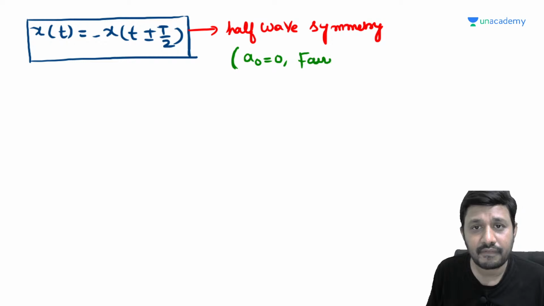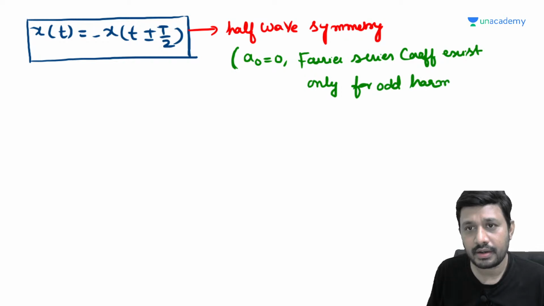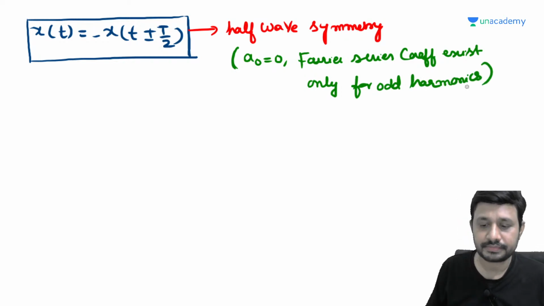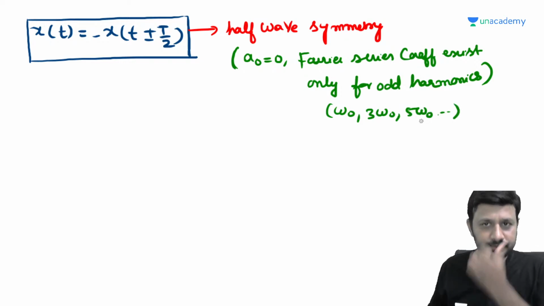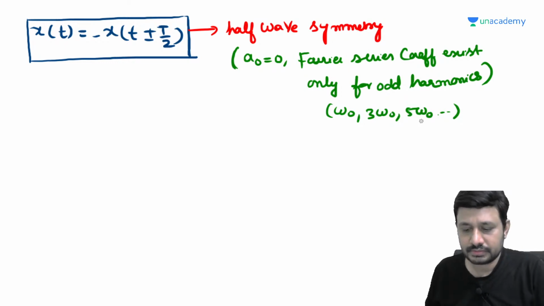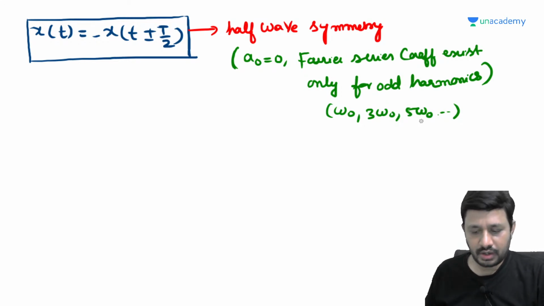Fourier series coefficients exist only for odd harmonics, means in the resulting Fourier series expansion you will have odd harmonics. Harmonics are multiples of the fundamental: omega naught, 3 omega naught, 5 omega naught kind of things you will have. Remember, if the signal is half wave symmetric, A naught will be 0 and Fourier series coefficients exist only for odd harmonics.